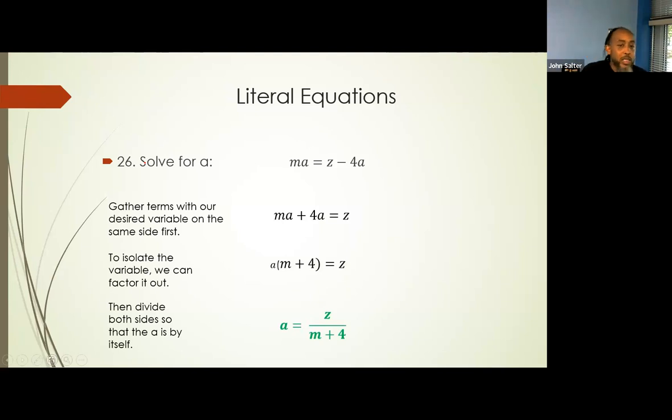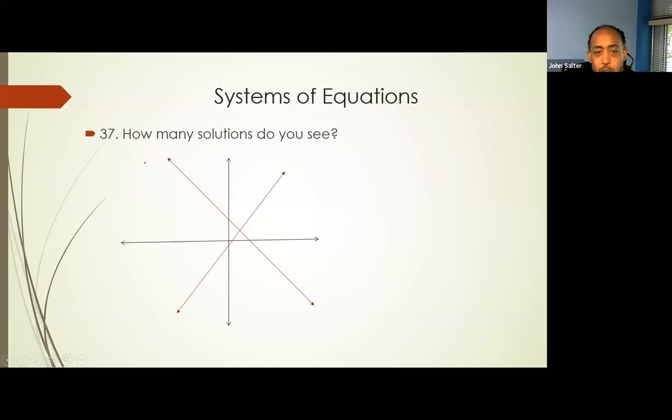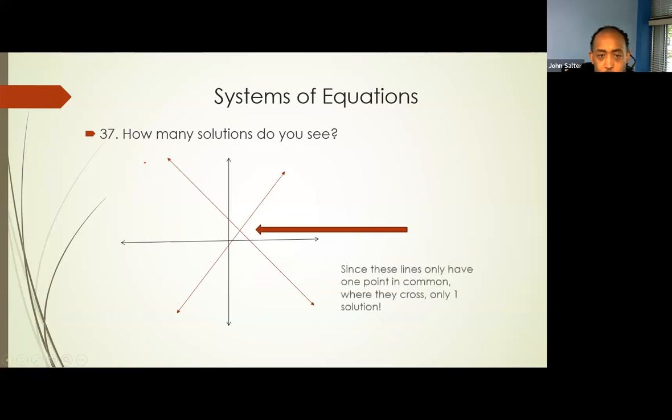So bring them all to one side, pull the A part or the ideal variable out, and then divide the rest of that off. Cut and dry, quick and easy. Ooh, systems. All right, how many solutions do you see? Well, a solution is just where my two things cross. So it's right there in the middle. Since these lines have one point in common, where they cross, I only have one solution.